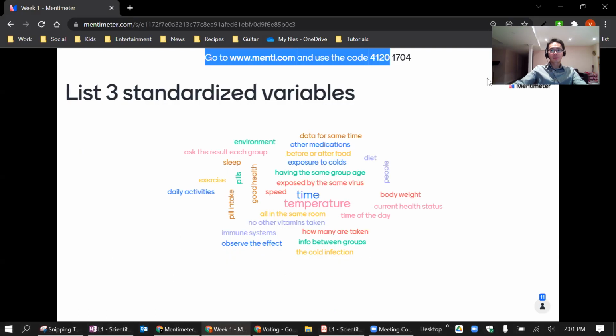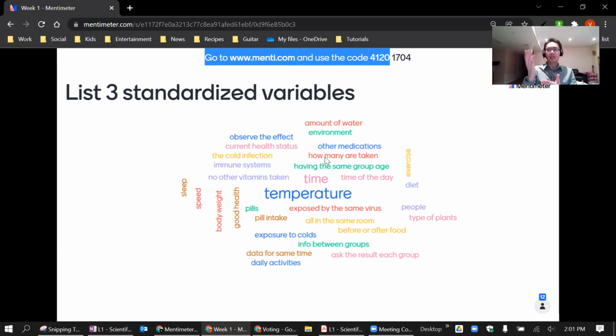Okay, so here it is. That's what the 11 people who have participated, thank you, have said. Again, what is the question? Remember, we're trying to see if the multivitamin is going to help reduce the risk of catching a cold. So between the three groups, what do we need to keep constant? The way that these things work is, the bigger the word, the more people mentioned that thing.